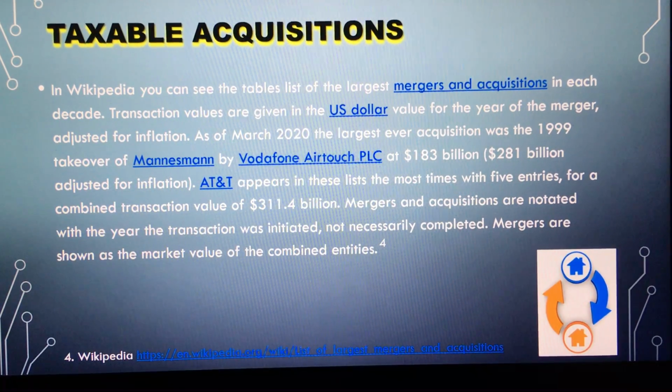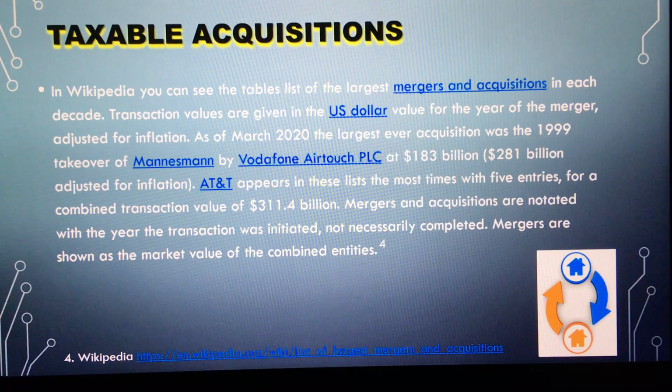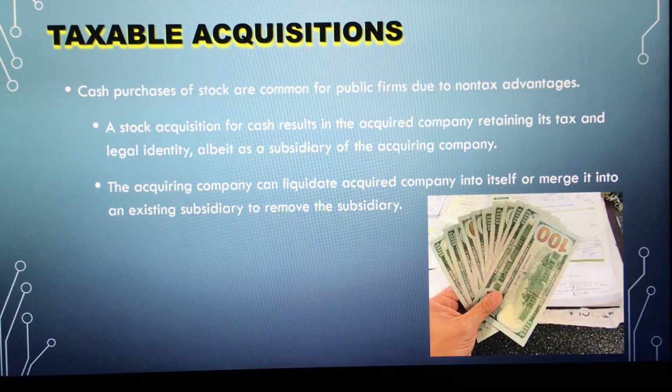Taxable acquisition. In Wikipedia, you can see tables listing the largest mergers and acquisitions in each decade. Transaction values are given in US dollars, value for the year of the merger adjusted for inflation. As of March 2020, the largest ever acquisition was the 1999 takeover of Mannesmann at $183 billion. Huge amount.